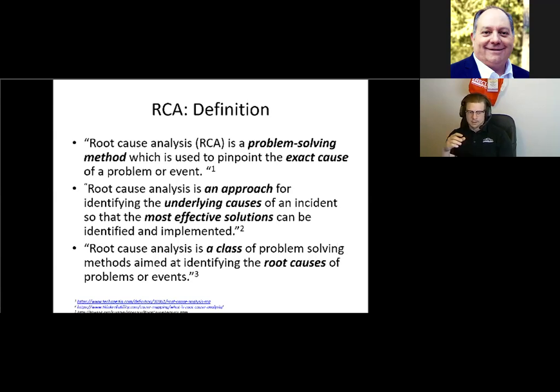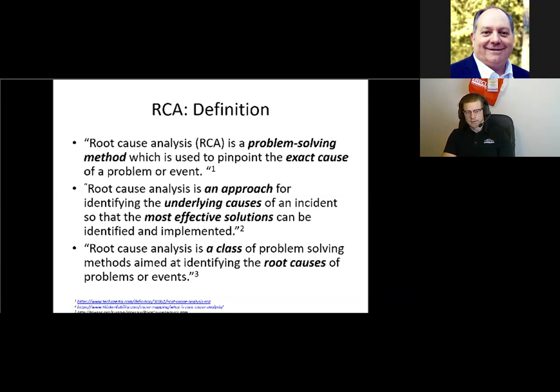Okay. Then we have one that says root cause analysis is an approach for identifying the underlying causes of an incident so that the most effective solutions can be identified and implemented. And then we have: root cause analysis is a class of problem-solving methods aimed at identifying the root causes of problems or events. So all of these sound pretty straightforward. But already here we have some huge discrepancies between these 3 definitions.